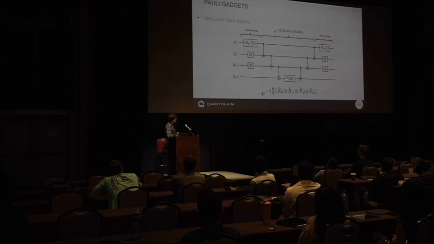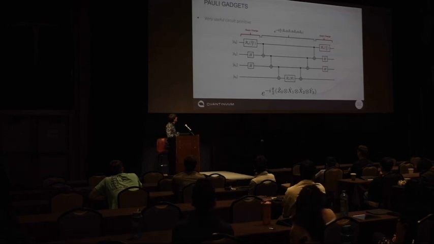And you can see that the theta here is related to the coefficient by theta over 2. Yes? Why are you using a Hadamard to perform the X basis change instead of an RY? Just because the Hadamard is an RY for pi over 2. Yeah, that's correct, I think.